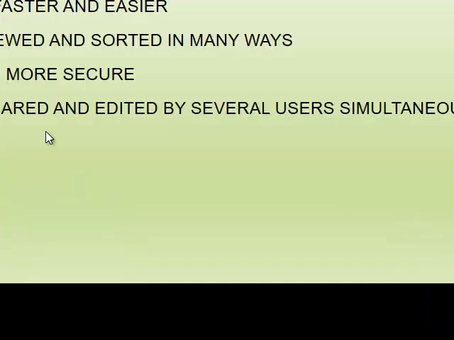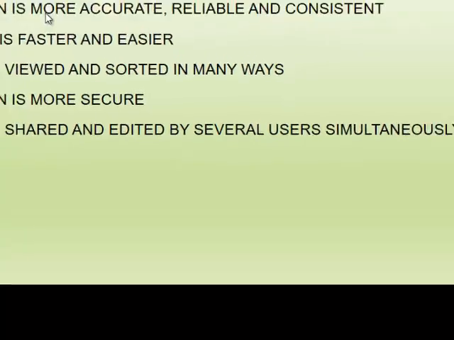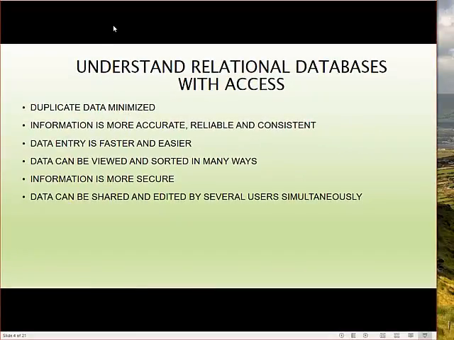With Access database, you can work with relational databases, and this helps you minimize duplication of data, which means you're going to have more accurate data. Your data entry is going to be faster and easier. Data can be viewed and sorted in a lot of different ways, and information is more secure because it's not going to be a big picture. Someone would have to get the whole entire database to understand what was in it. Data can be shared and edited by several users simultaneously, so that's a good tool as well.